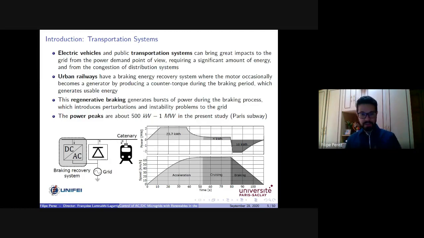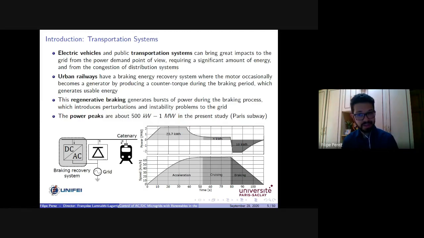So the trains have a braking recovery energy, where the motor of the train becomes a generator during the braking process, producing a counter torque that injects power to the grid. So it generates usable energy, but this regenerative braking process brings bursts of power into the system, and we may deal with perturbations and instability problems.